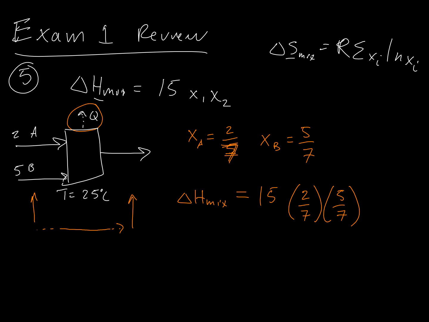Let me check my solutions to see what the math of that works out to be. 3.06 kilojoules per mole. Times this by a total of 7 moles, 21.42 kilojoules. Now, we have a positive delta H of mixing. Does that mean we're adding energy to the system or taking energy out of the system? Right, so this is an endothermic process, so it's cooling down.